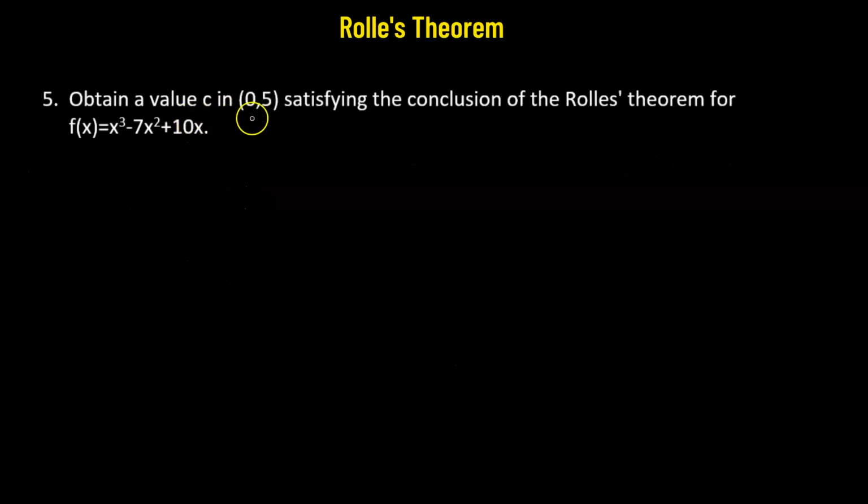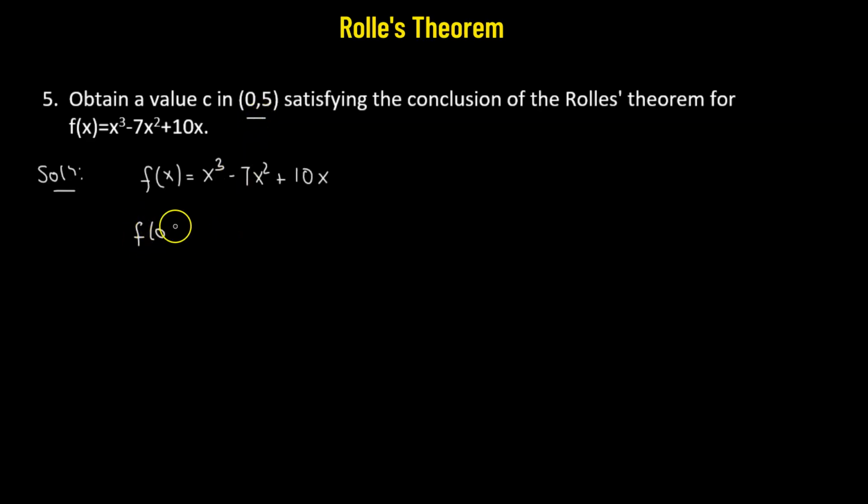Fine. So let's do another problem. We need to obtain the value of c in the interval 0, 5, which satisfies the conclusion of Rolle's theorem for the given cubic polynomial function. So let us begin. We are given the function f of x equals x cubed minus 7x squared plus 10x. First, we will verify if the value of the function is equal at the endpoints or not.